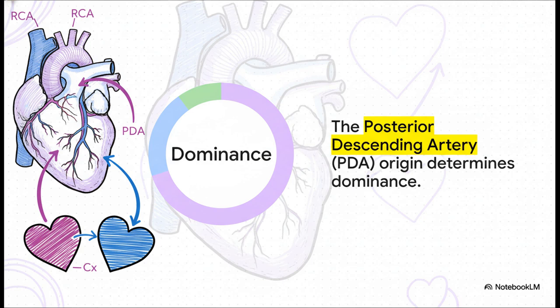Now for a concept that is huge for your exams, coronary dominance. Sounds complicated, but it's actually pretty simple. It just tells us which artery feeds the posterior descending artery, the PDA, which, you guessed it, supplies the back of the heart. For about 70% of people, a big majority, it comes from the right coronary artery, so we call them right dominant. And trust me, this isn't just trivia. Knowing this variation can be clinically massive.